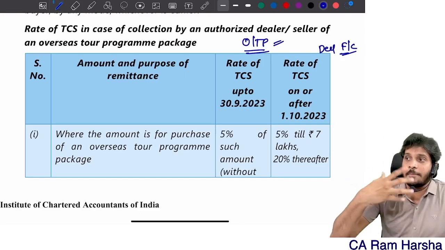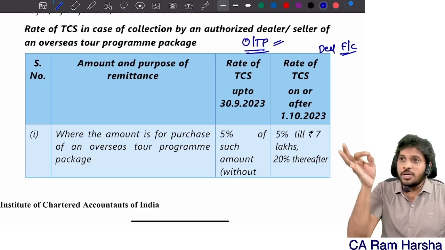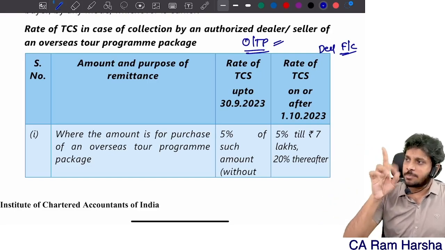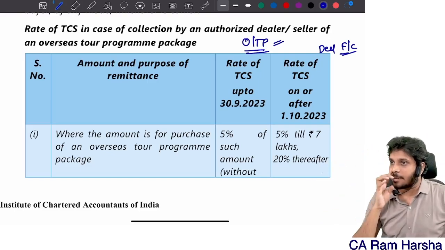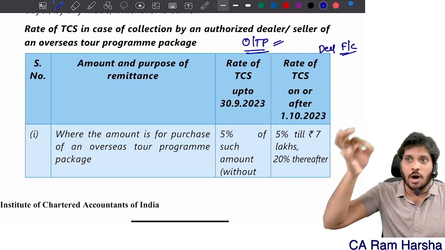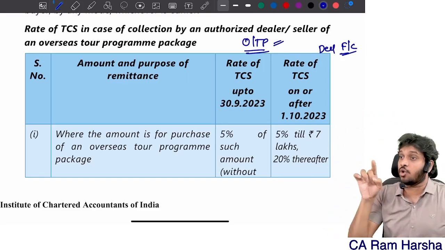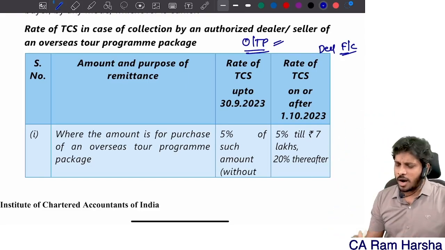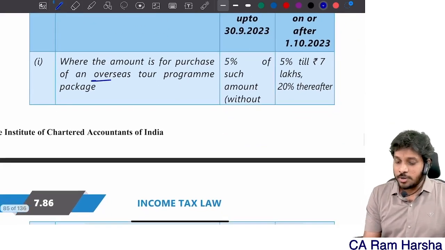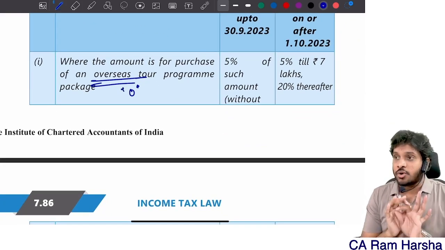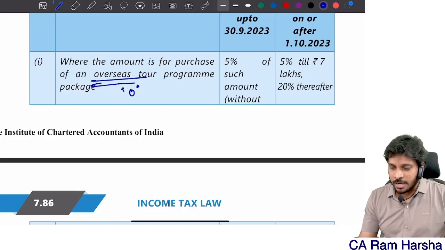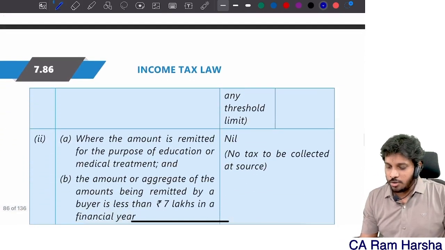Suppose you want to go on a tour abroad. You want to buy an overseas tour package. Suppose there is a travel agency or tour operating company organizing this. That tour operating company shall collect TCS for selling the overseas tour package. What is the rate of TCS? For an overseas tour package, there is zero threshold limit. There is no threshold limit. Straight away 5% of the amount.